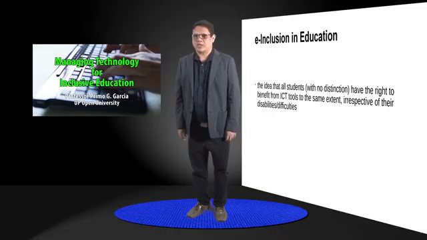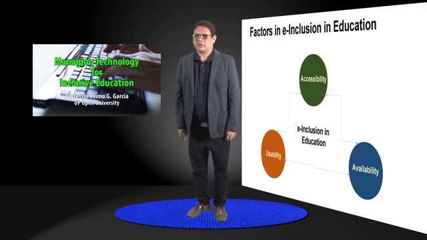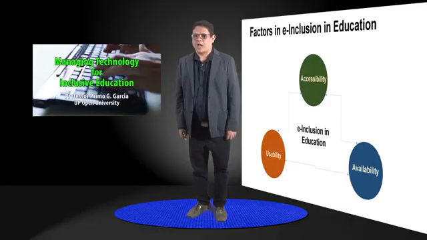Now, e-inclusion in education is also part of these efforts for inclusive education. It refers to the idea that all students with no distinction have the right to benefit from ICT tools to the same extent, irrespective of their disabilities or difficulties. There are several factors in e-inclusion in education. We have accessibility, usability, and availability.